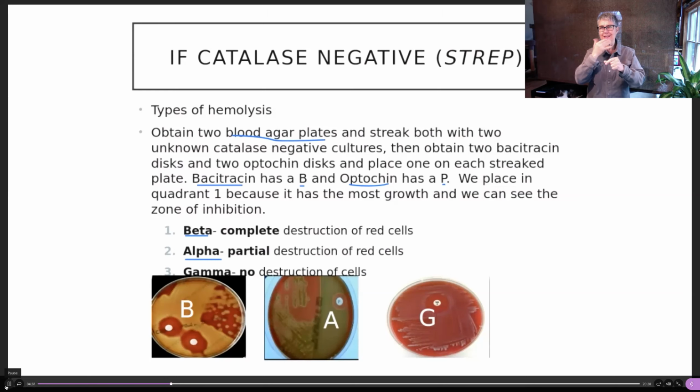Gamma hemolysis, this is lack of hemolysis, so no destruction of those red blood cells. And if you look at the plate with the G on it, you can see where that plate looks very opaque, so it looks that red color, so that is that blood agar. And then it has these little white colonies on there, and that's lack of hemolysis.